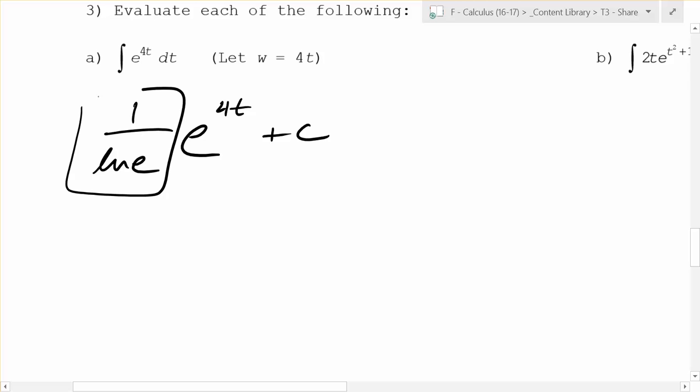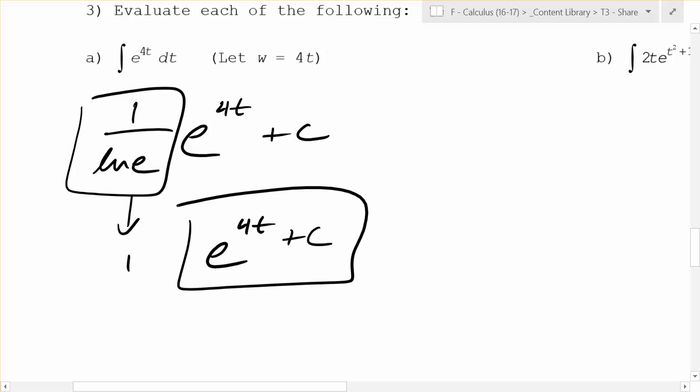Well, 1 over ln e is just what? 1. So you guys think that the answer to this is itself. How do you test to see if that's the right answer? Yeah, so if you took the derivative, what is the derivative of e to the 4t? ln e times 4 because of the chain rule, right?